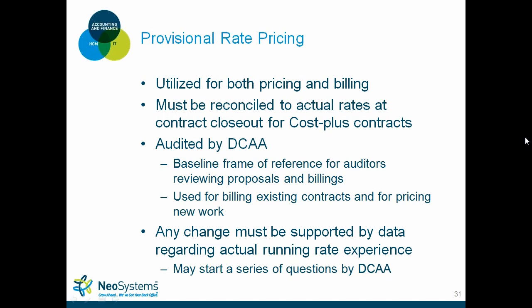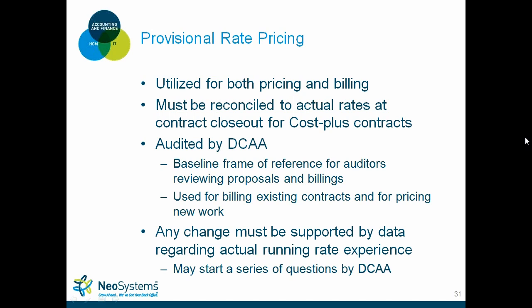You don't have to have a cost reimbursable type work to submit provisional rates. You can actually just say, hey, I use provisional rates as a company to give you that edge when you go after an RFP. But DCA uses your provisional rate budget as a frame for reference when the auditors are reviewing either proposals or your billings. And they are used really for billing for your existing contracts and, as mentioned before, pricing new work.